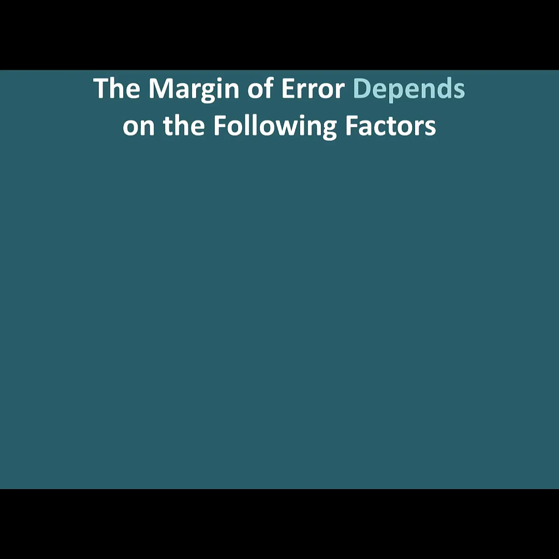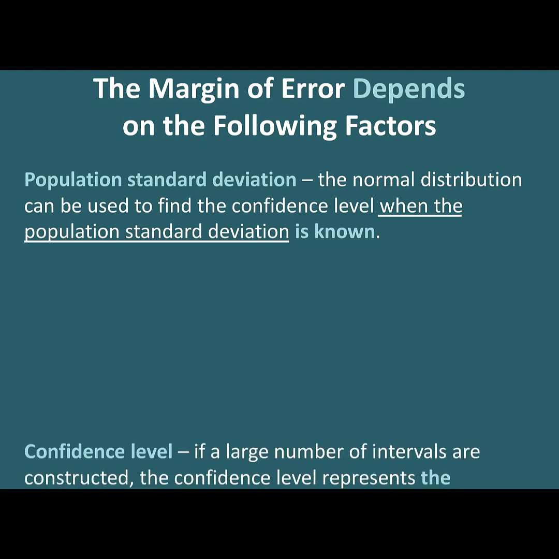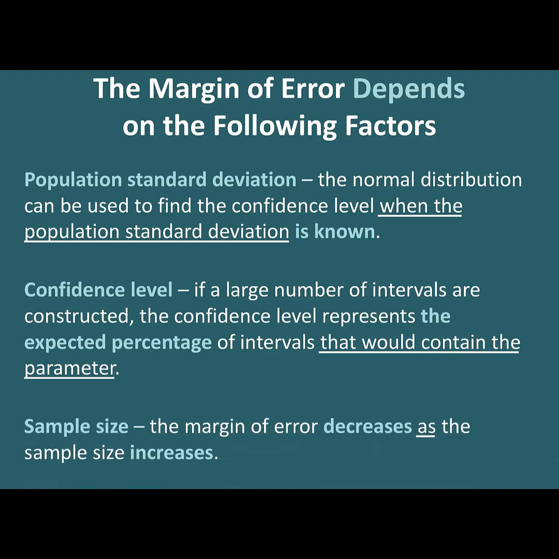Now, the margin of error depends on the following factors. First, population standard deviation. The normal distribution can be used to find the confidence level when the population standard deviation is known. Confidence level. If a large number of intervals are constructed, the confidence level represents the expected percentage of intervals that would contain the parameter. Sample size. The margin of error decreases as the sample size increases.